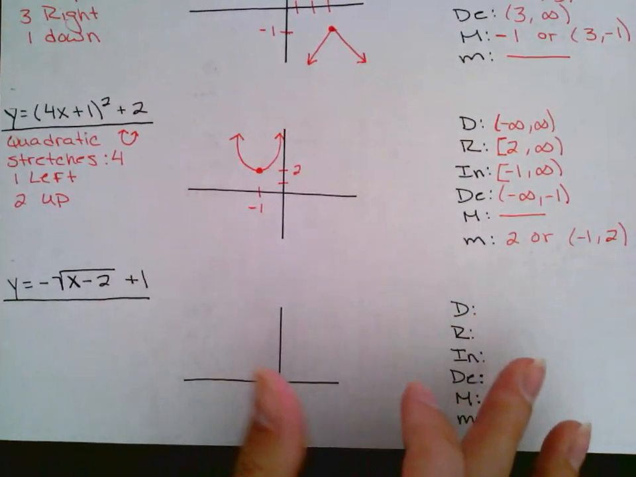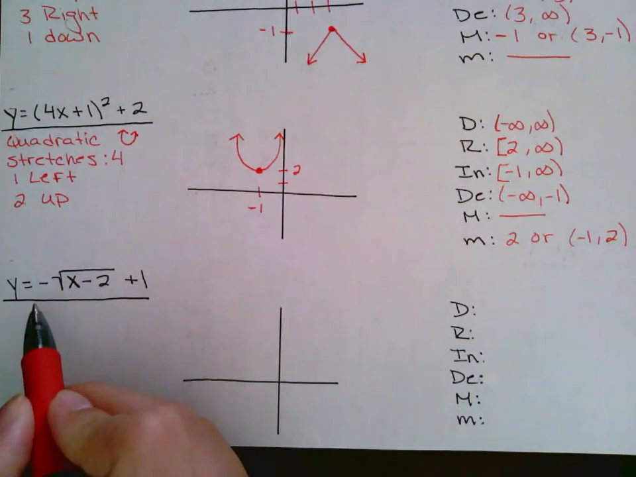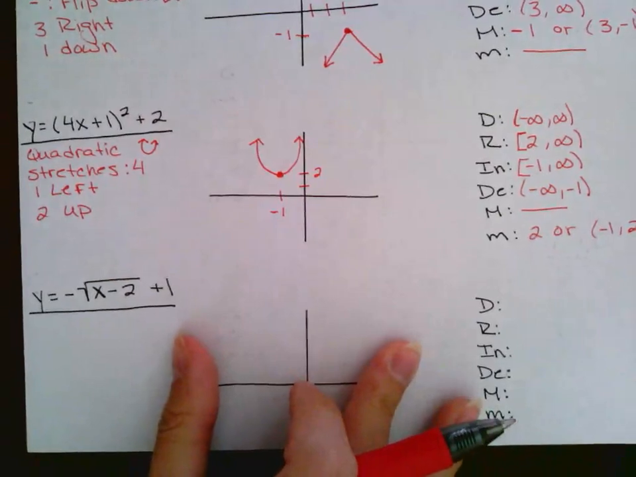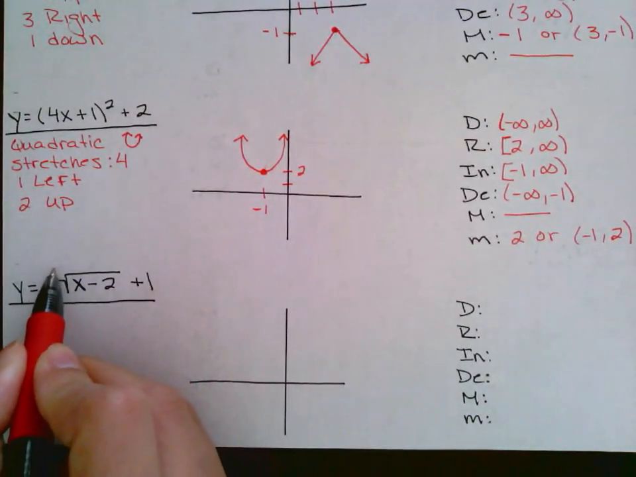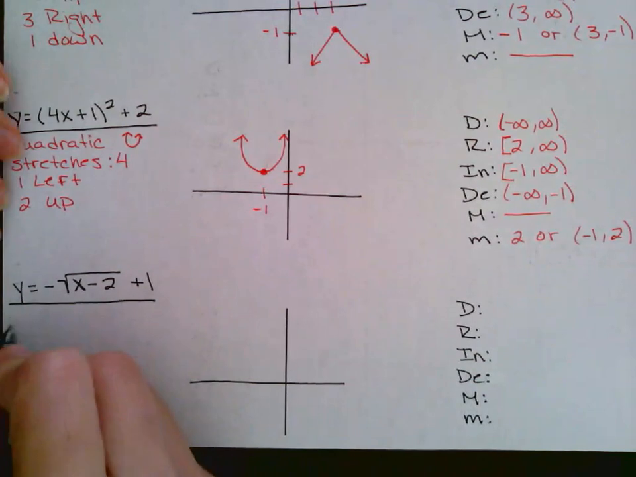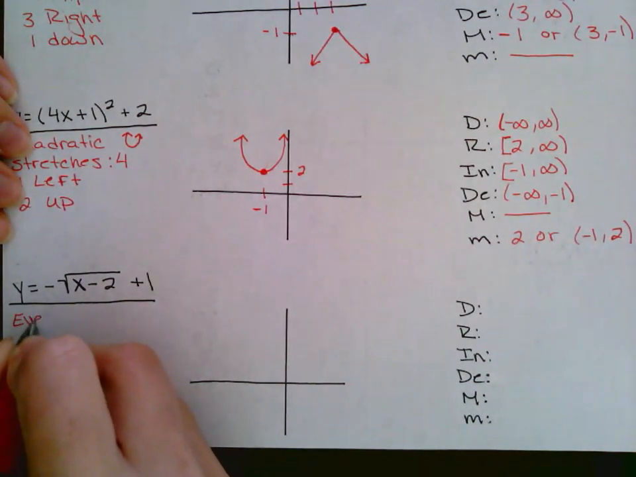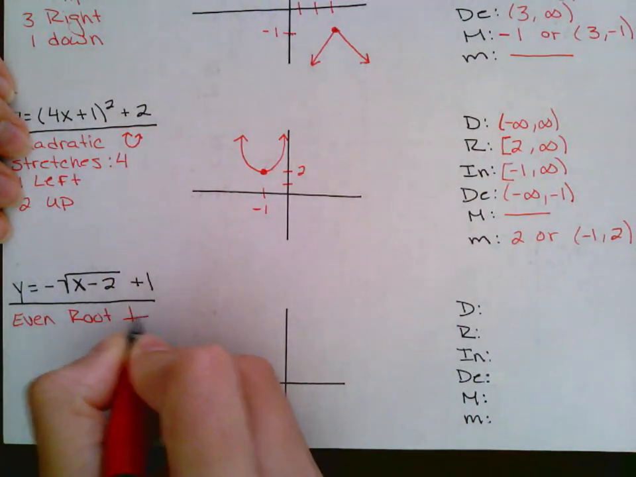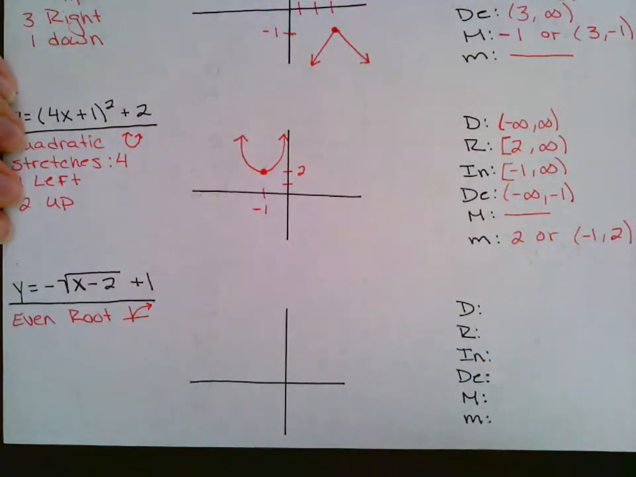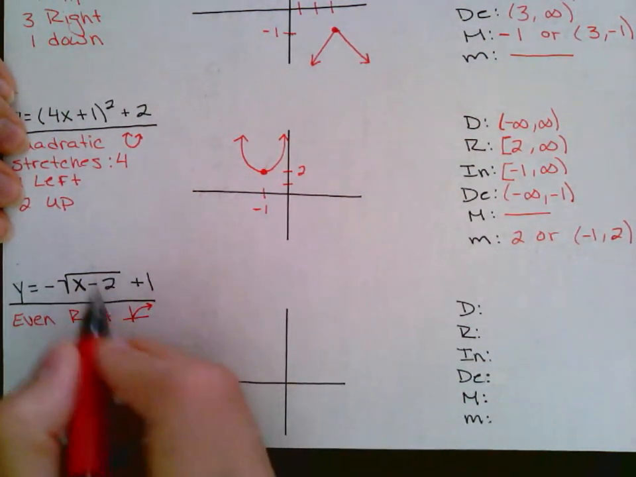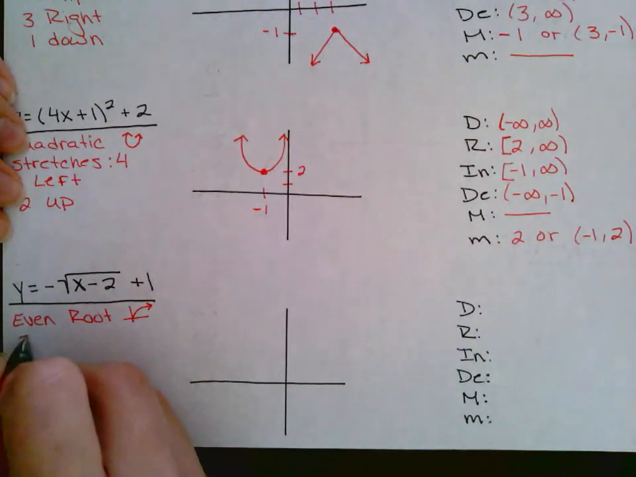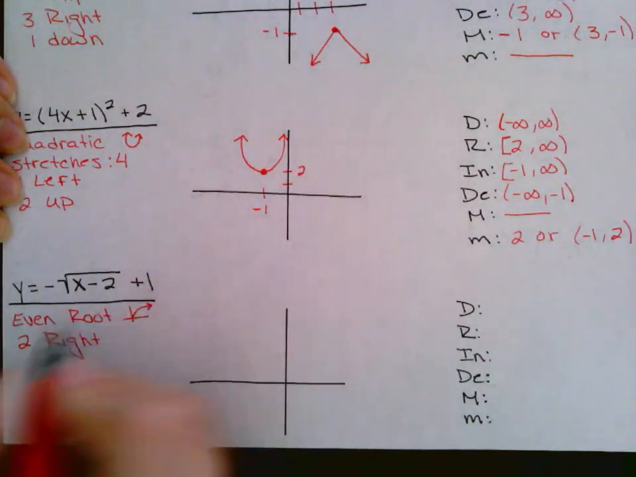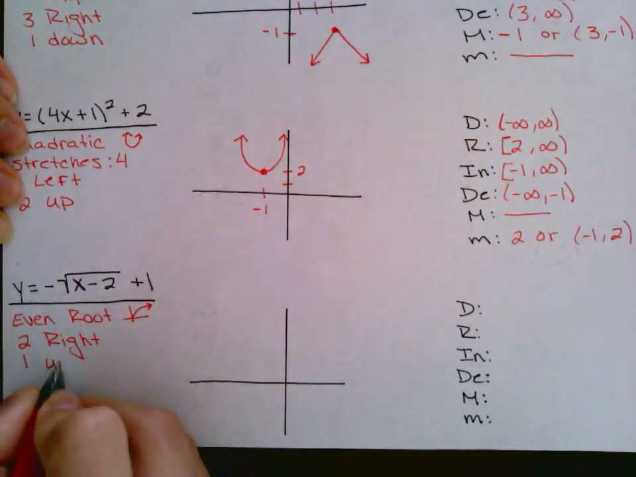Moving on. So we have a negative, and we have this radical. If we do not see an index on this radical, meaning we don't see a number here, we can assume that this is a square root. So this is specifically an even root, which means that from the image, it shoots only to one side. This -2 on the inside, again, on the inside, is going to go 2 opposite the sign to the right. And this +1 on the outside means it's going to go 1 up.